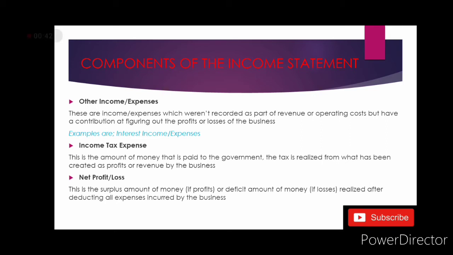This is basically extra income from any other source of income that the business has, or basically any expense from any other sideline operation. This other income or expense has got nothing to do with the direct or normal schedule or the normal operations of the business. Now, an example of these other income or expenses could be the interest income or expense.